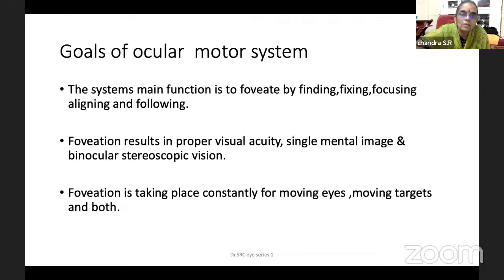So the motor control is helping to put the object on the fovea and prevent multiple images. Each visual pathway should not process one image of the same object. And then it produces a 3-dimensional vision. And foveation is taking place constantly, always, for moving eyes, moving targets, and both. We know that eyes are moving always, targets are moving mostly, and both should be put on the fovea, and that is done by the oculomotor system.